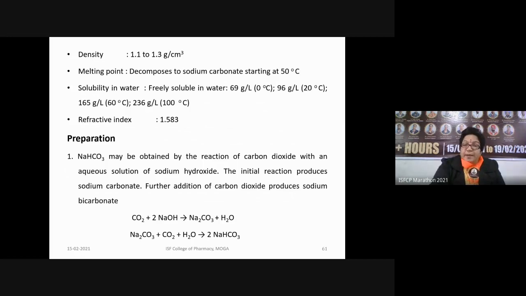Preparation. Sodium bicarbonate may be obtained by the reaction of carbon dioxide with an aqueous solution of sodium hydroxide. The initial reaction produces sodium carbonate. Further addition of carbon dioxide produces sodium bicarbonate. Here you can see carbon dioxide plus NaOH to give Na2CO3. This is sodium carbonate. This sodium carbonate will further react with carbon dioxide and water to give sodium bicarbonate.